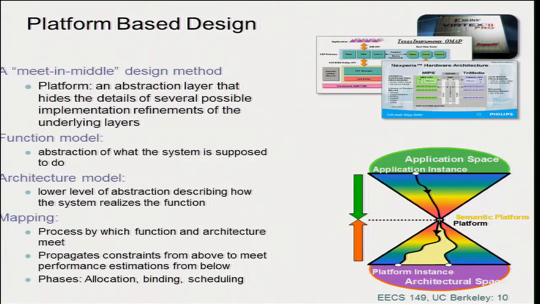So you must have a functional model, so abstraction, what the system is supposed to do. An architectural model is what describes what you can choose. And the mapping. The mapping is the process of taking the functionality and distributing it on the platform, on the hardware platform.